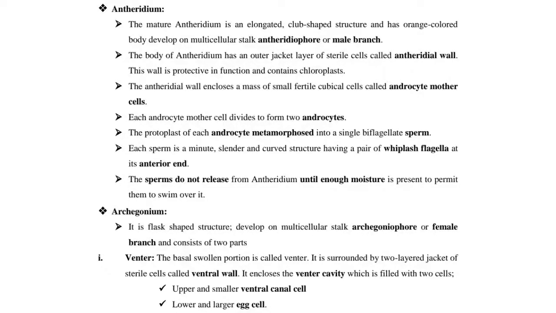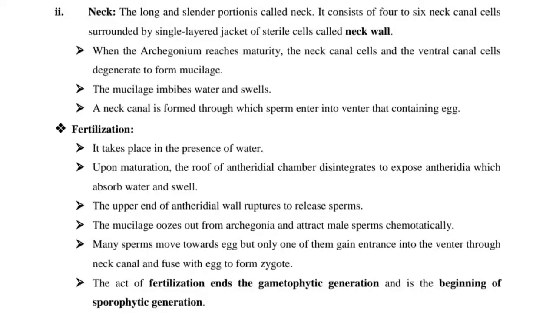It encloses the venter cavity, which is filled with two cells: the upper and smaller ventral canal cell, and the lower and larger egg cell. Neck. The long and slender portion is called neck. It consists of 4 to 6 neck canal cells surrounded by a single-layered jacket of sterile cells called neck wall.